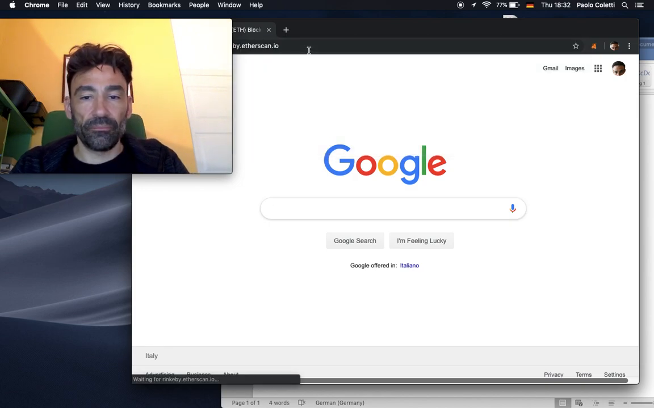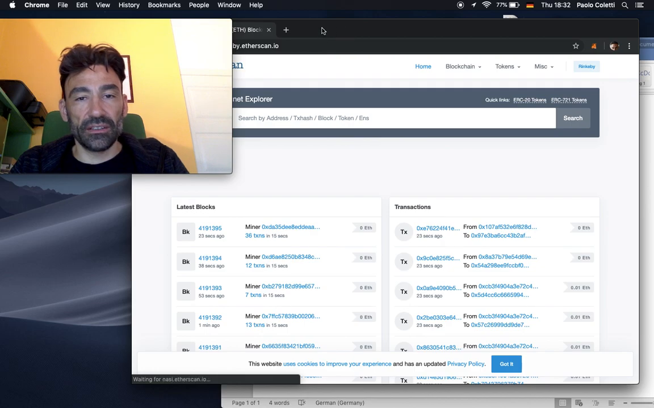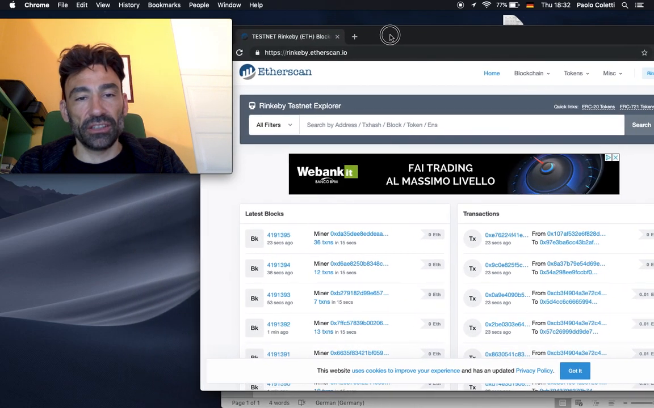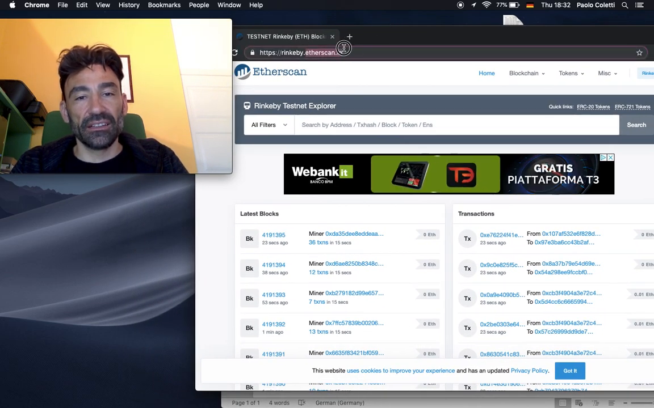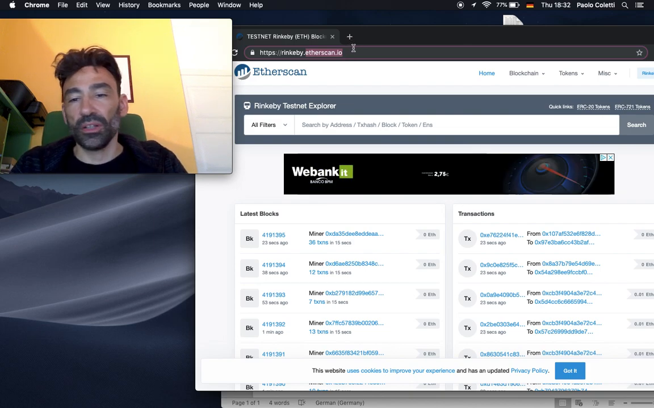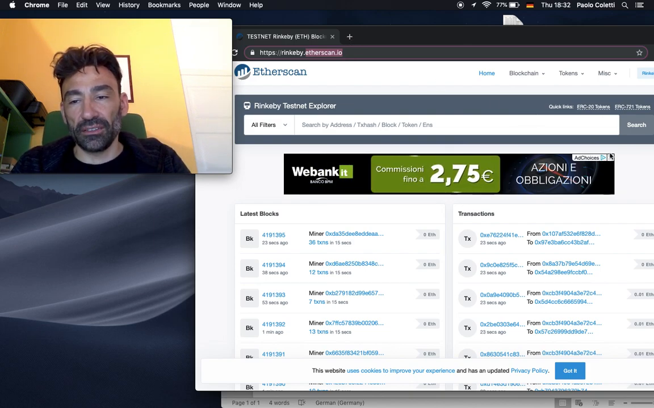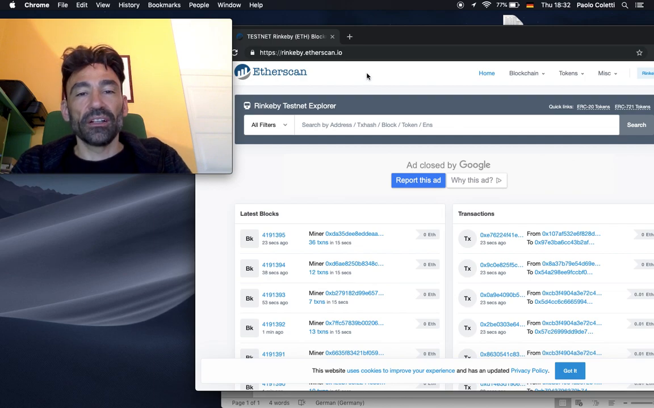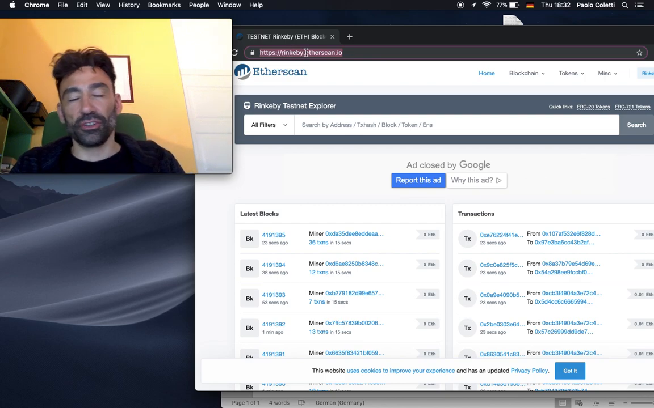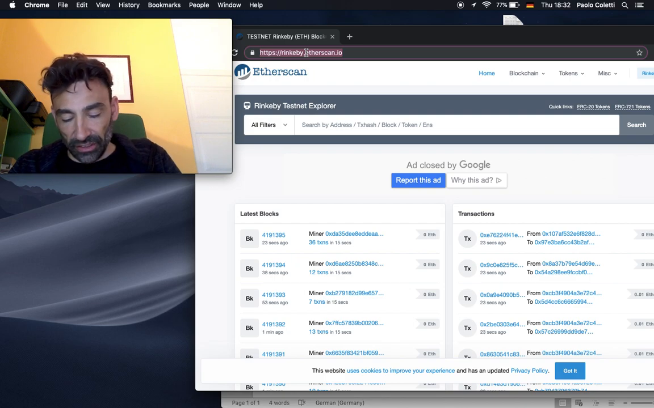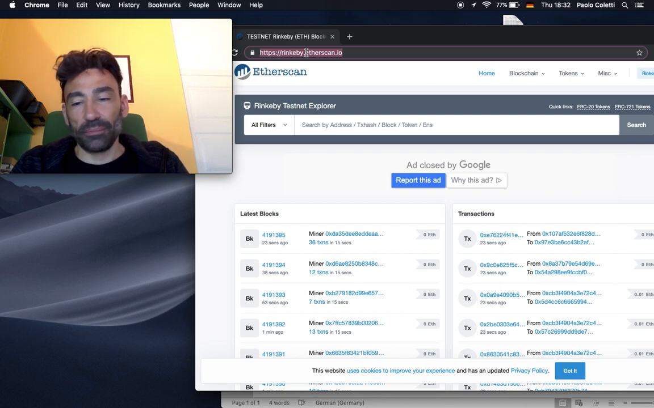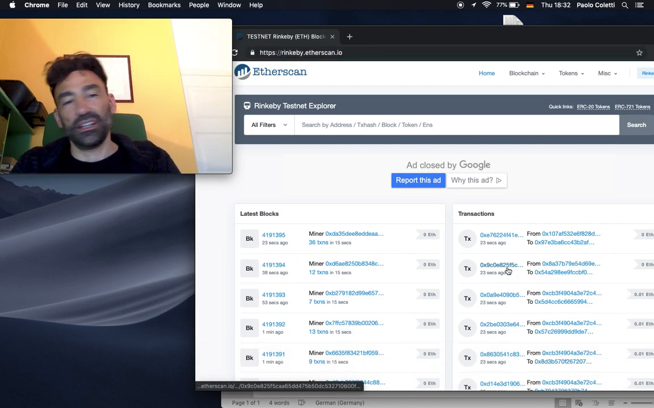Okay. This is the Rinkeby test blockchain. This is Etherscan. It's a little website which lets you check what's happening on the blockchain. If you put Rinkeby in front of it, you check what's happening on the testing blockchain and not on the real one. The main advantage of the Rinkeby blockchain is that you don't pay to get the Ether from there. You get them for free.